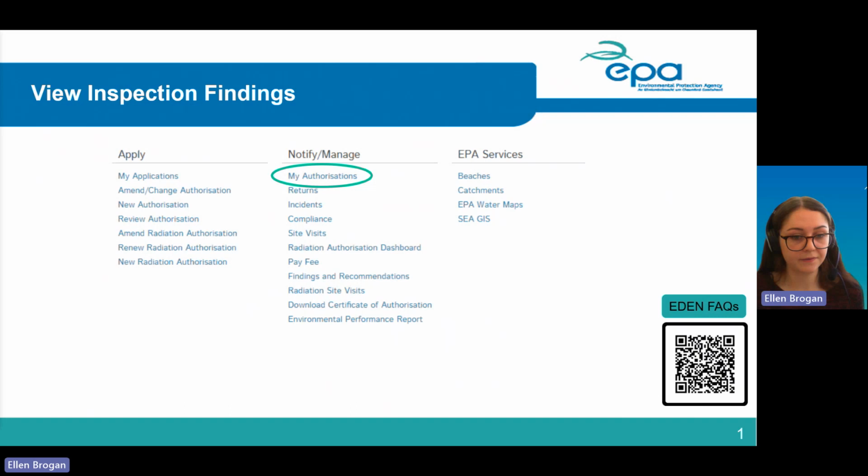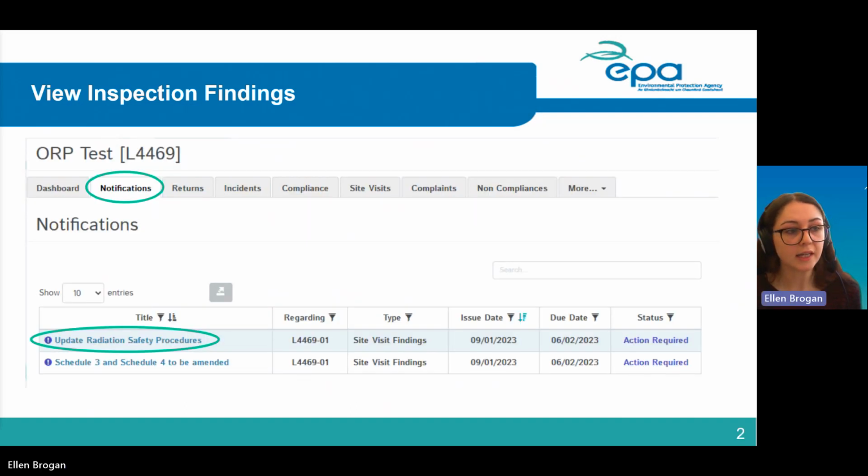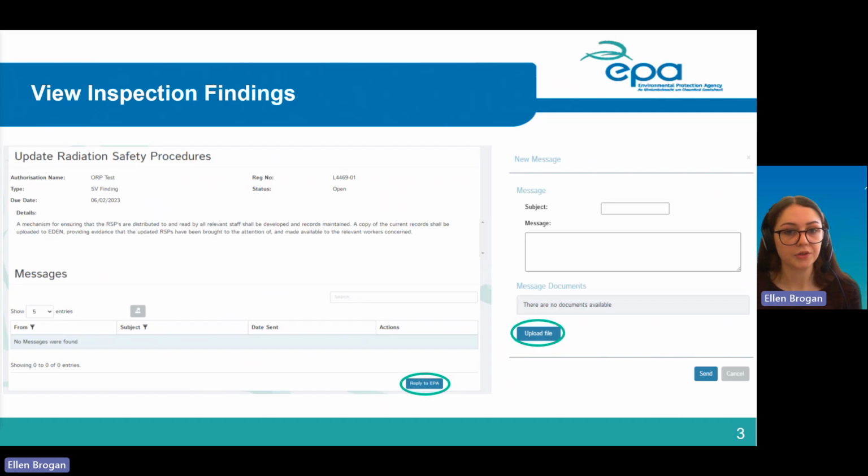To view these site visit findings, under the Notify Manage, select My Authorizations. In the Notifications tab, this is where you'll find the site visits. Select the title of the site visit to respond to the EPA. This will open up a specific site visit finding, and then click Reply to the EPA at the bottom right. Supporting documentation can be uploaded with the reply along with any other required documentation, but you will need to follow each of these steps and reply to site visit findings individually.